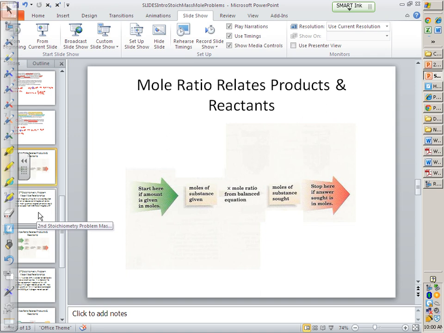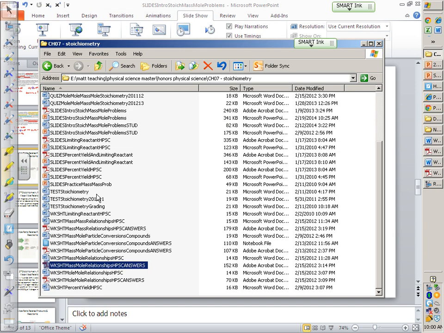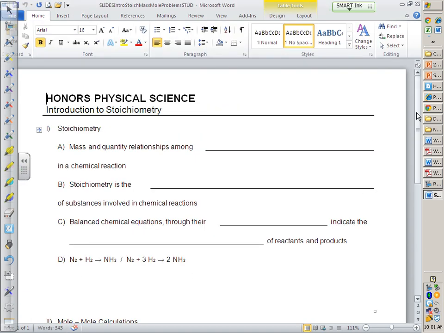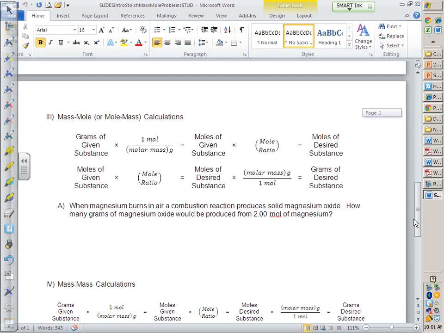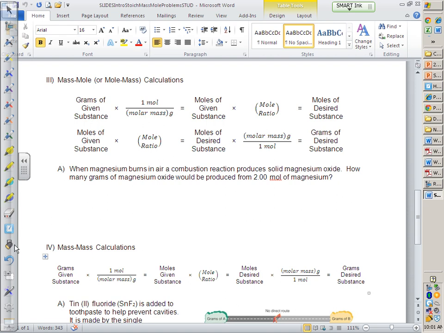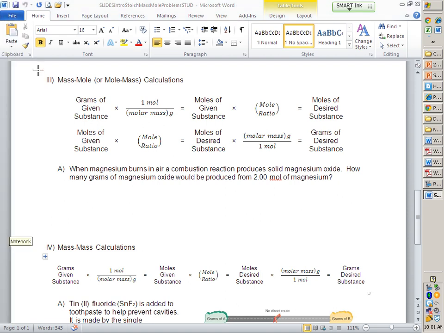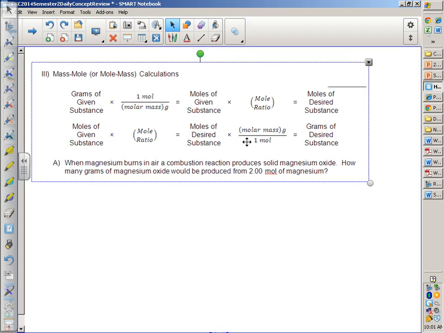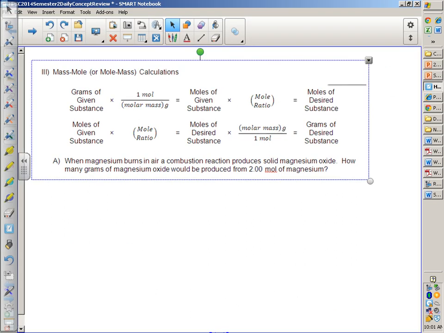Next, let's take a look at the back of your outline. Roman numeral number 3. Hold on one second. Let me pull it up so you can take a look at it. All right. So on the back of your outline, Roman numeral number 3, letter A.